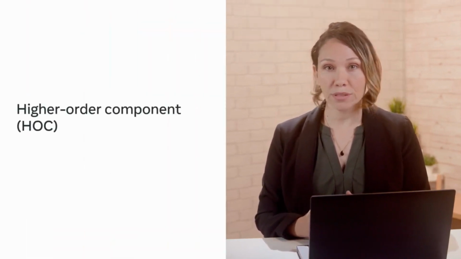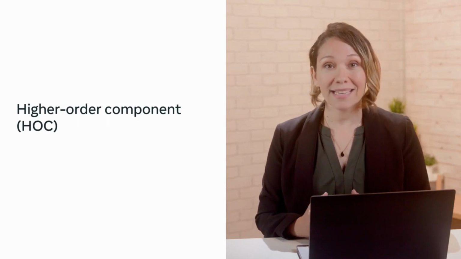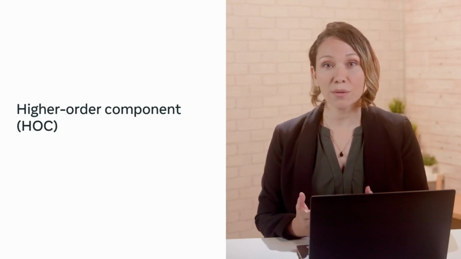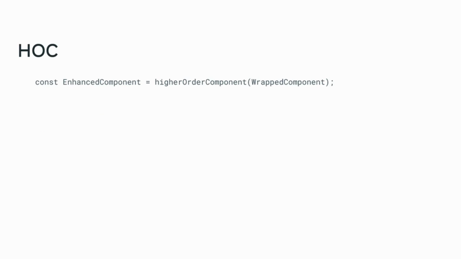A higher order component, also known as a HOC, is an advanced pattern that emerges from React's compositional nature. Specifically, a higher order component is a function that takes a component and returns a new component. Whereas a component transforms props into UI, a higher order component transforms a component into another component. In other words, it enhances or extends the capabilities of the component provided. Let's go ahead and examine how the implementation of this reusable subscription logic would look with a higher order component.